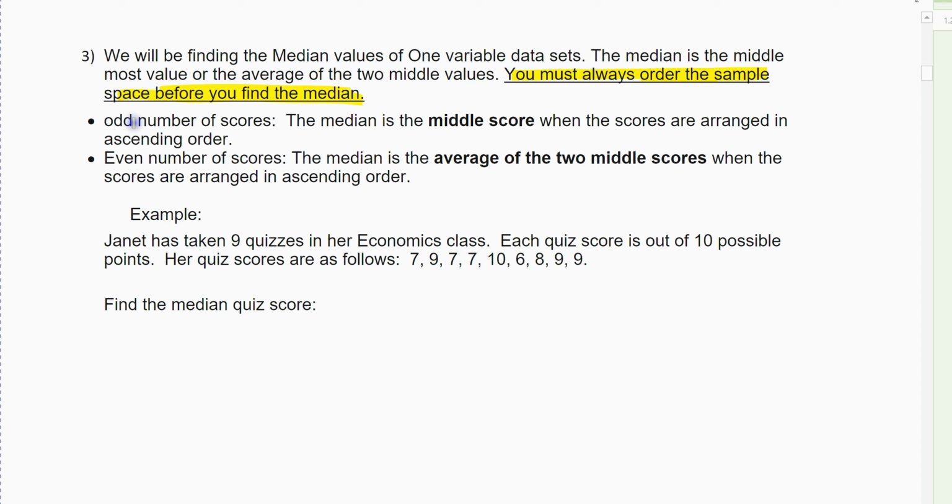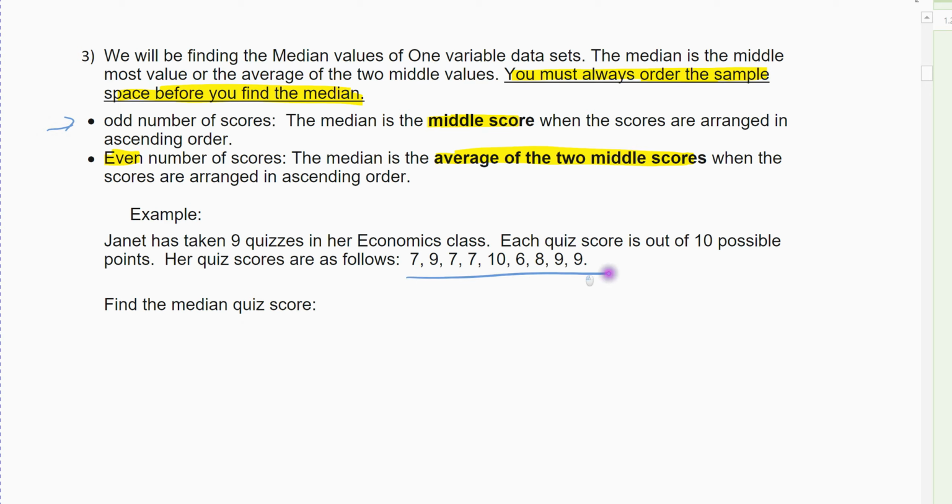If it's an odd number of scores, so if you've got 9 or 7 scores, there should just be one middle score. If it's an even one, that's a little harder. What you do is you average the two middle scores. So you add up the two scores in the middle and divide by 2, and that's the average of the middle scores. All right, so looking at Janet, she's got 9, so she's going to be the odd case.